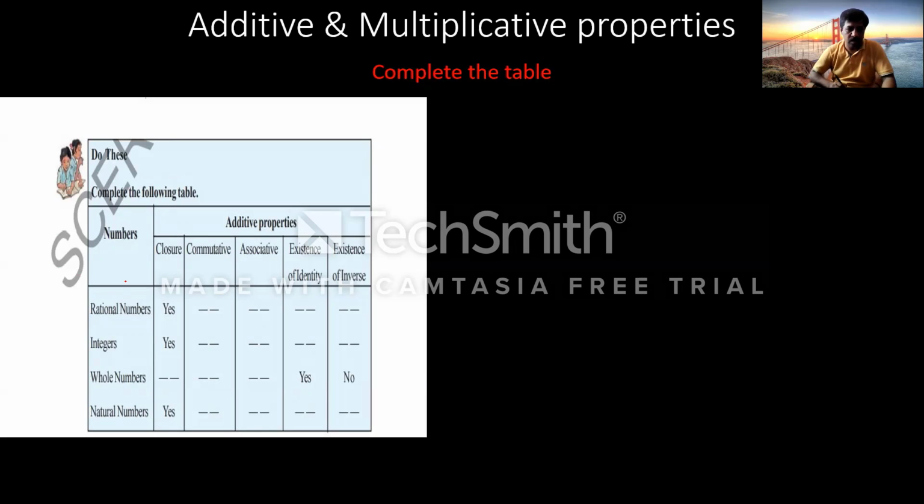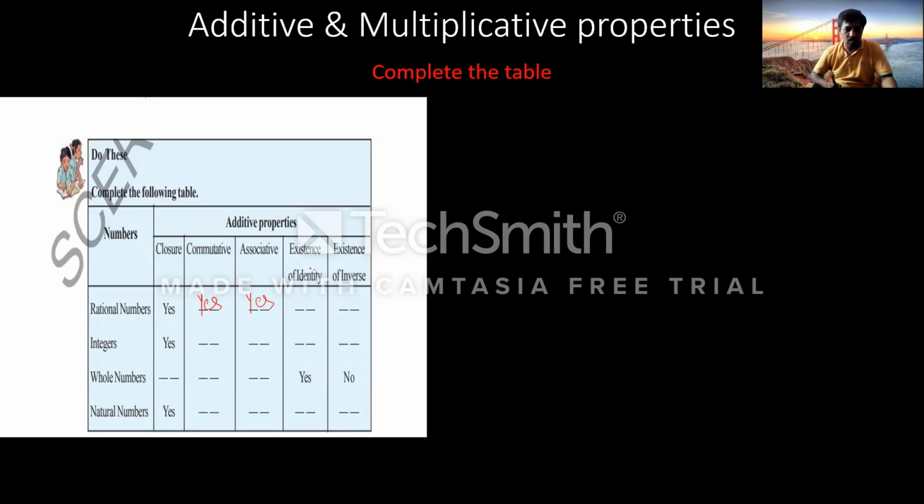Here, first, rational numbers. Rational numbers satisfy closure property with respect to addition. So, here he mentioned yes. Now, do rational numbers satisfy commutative property with respect to addition? Yes. A plus B equal to B plus A. If we add two rational numbers in any order, we will get the same result. Here, yes. Now, associative property also, yes.